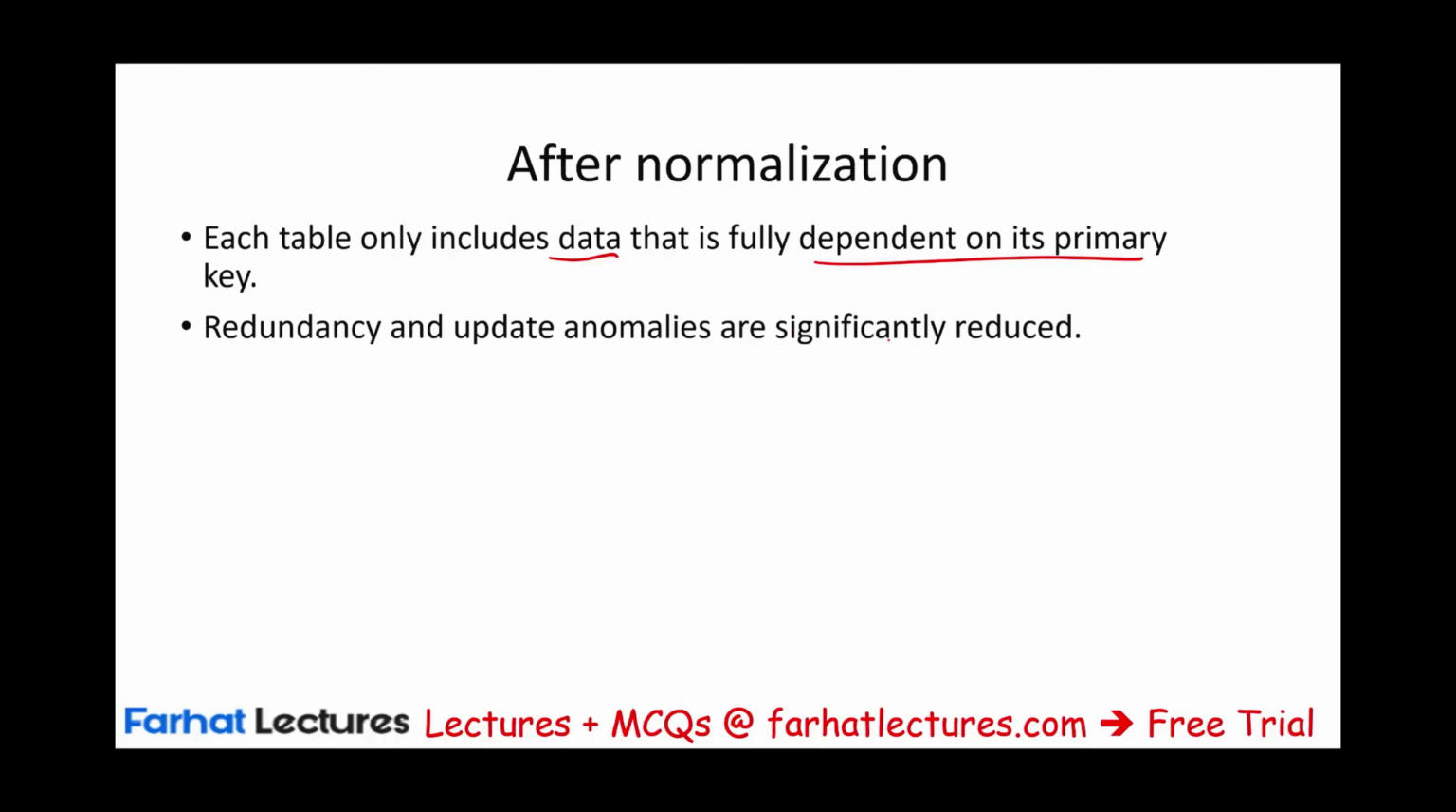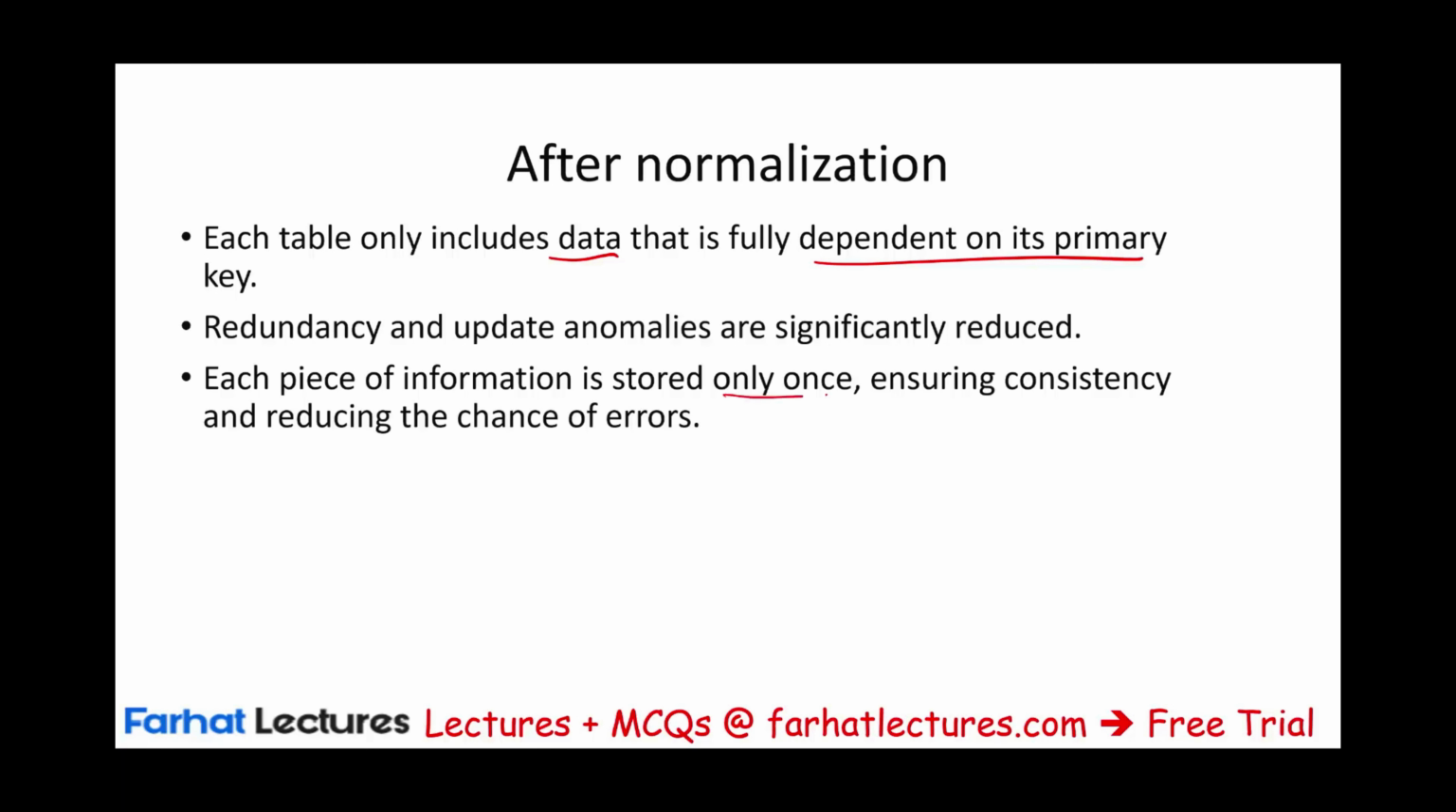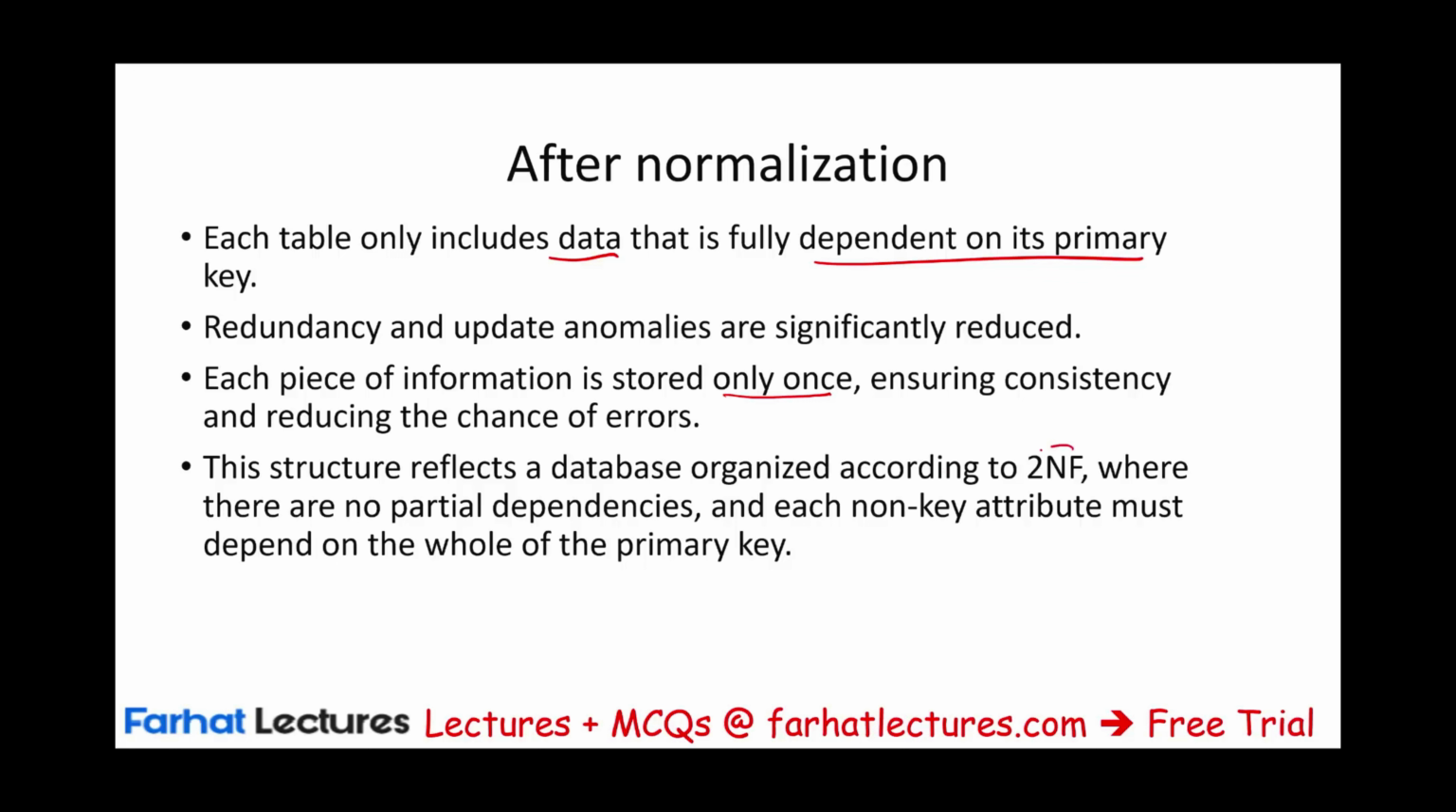Redundancy and update anomalies are significantly reduced, and each piece of information is stored only once, ensuring consistency and reducing the chance of errors. So this structure reflects a database organized according to 2NF, where there are no partial dependencies, and each non-key attribute must be dependent on the whole primary key. And this is what I told you at the beginning. Non-key attribute in that table has to be dependent on one primary key.